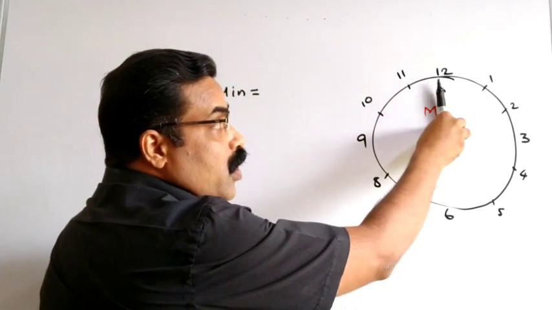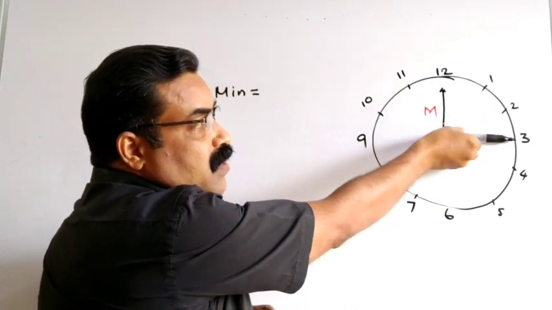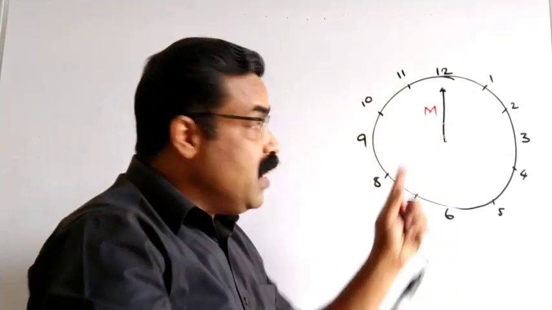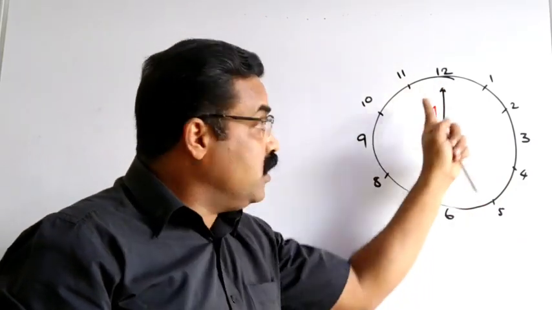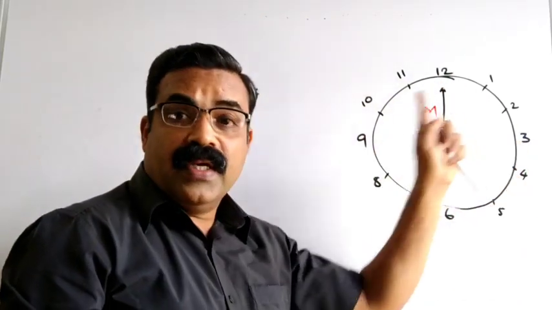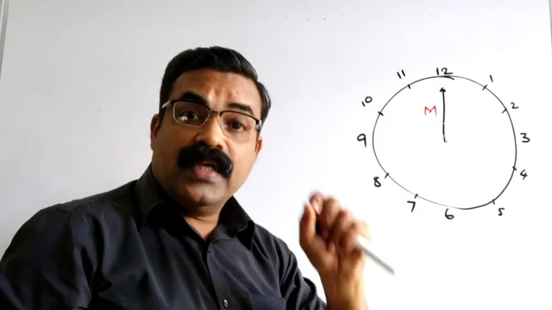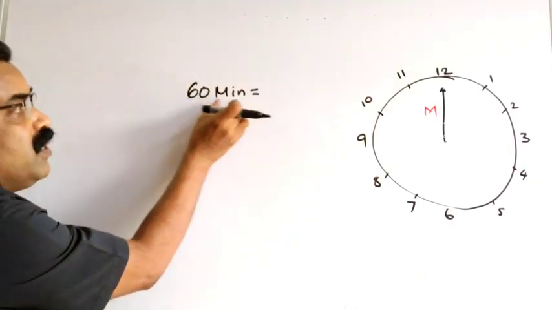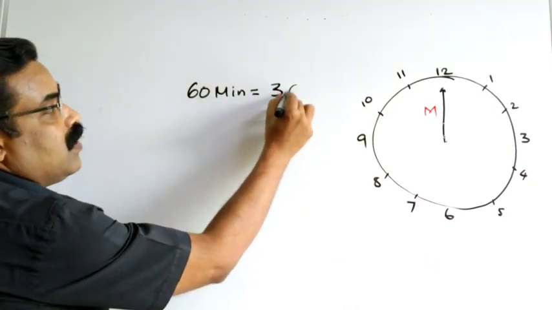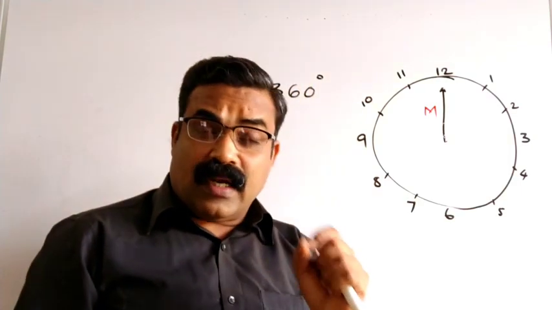moves from 12 to 1, this is 5 minutes. Then 10 minutes, 15 minutes, 20 minutes. It goes like that. And when it completes one full rotation, it makes 60 minutes. That 60 minutes will be equal to 360 degree angle measurement. So I can write this 60 minutes will be equal to 360 degrees. One of the very important concepts, students.